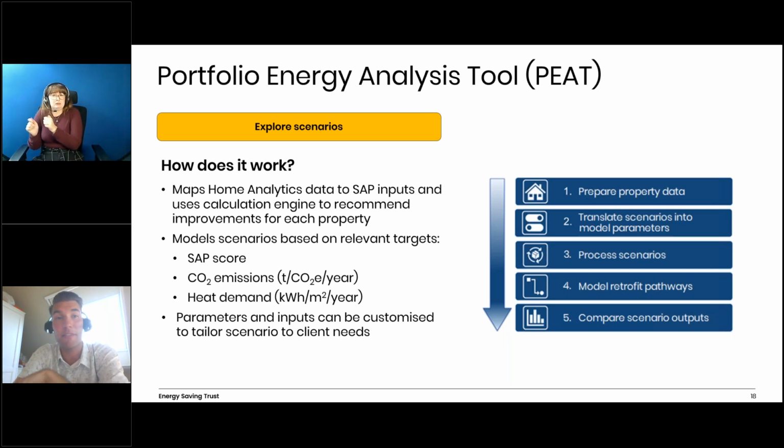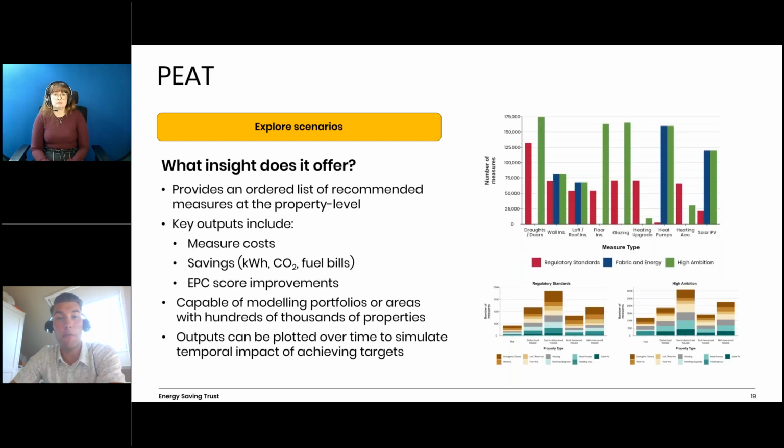So we can look at things like the measure list. You can decide which measures you want to include or exclude within the scenarios, the order in which they should be considered, the cost of each measure, as well as any per property budgets that you want to impose within the scenario. Now, the result is an ordered list of recommended measures at the property level.